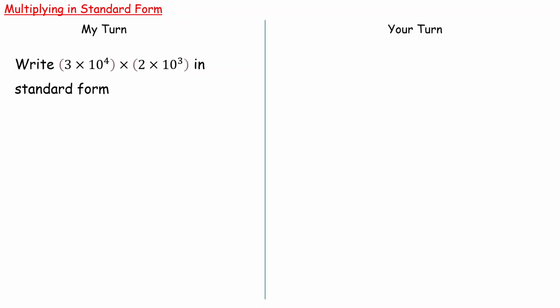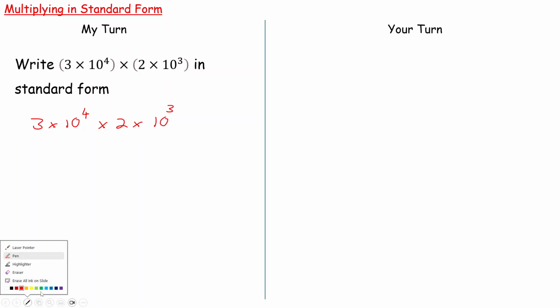the end. So the question here says, write (3 times 10 to the power 4) times (2 times 10 to the power 3) and write it into standard form. And the way that you do this, we can first of all think about this by getting rid of the brackets, and we can write this as 3 times 10 to the 4. So just keeping it exactly the same, but taking out the brackets. And we're timesing this by 2 times 10 to the power of 3.